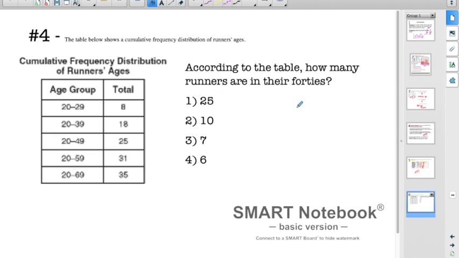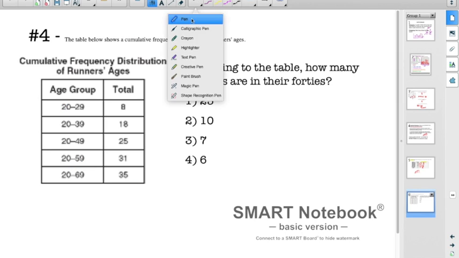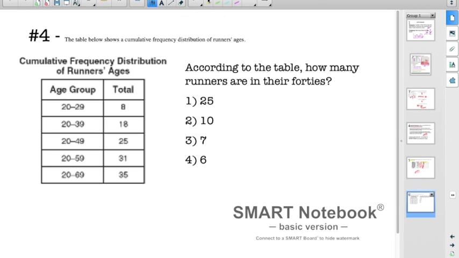Last example. Number 4, the table below shows a cumulative frequency distribution of runners' ages. Okay, so let's see what we got. Age group 20 to 29, 20 to 39, 20 to 49, 20 to 59, 20 to 69. Notice how the 20 did not change in any of those. Right, that should be a pretty big giveaway that this is a cumulative frequency because it just keeps adding on to the previous.